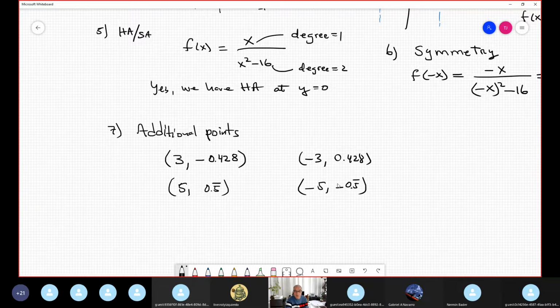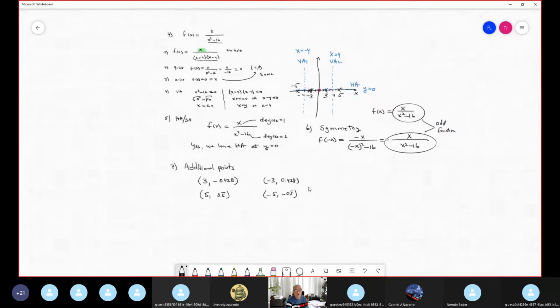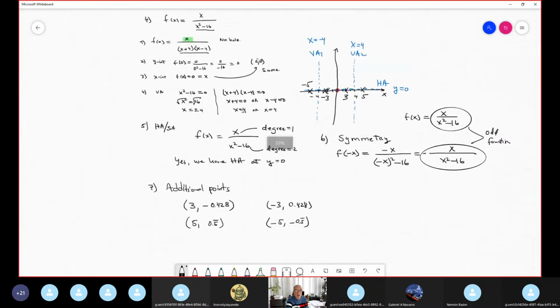Okay, we have plenty of points to do the graph of this. Let me summarize: we have only one intercept, which is 0,0. We have 2 vertical asymptotes, at 4 and negative 4, 1 horizontal at y equals 0, and we have 4 additional points extra. And we apply the property that it is an odd function. So I go back to Desmos and do the graph. Any questions so far? Everyone follow me or no?